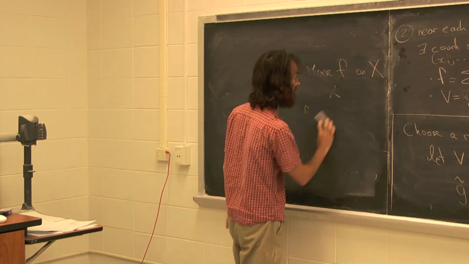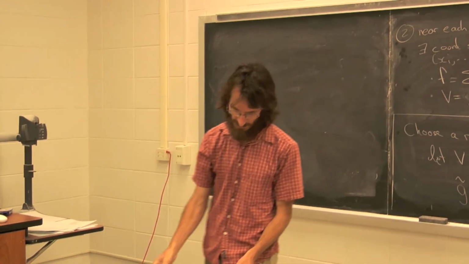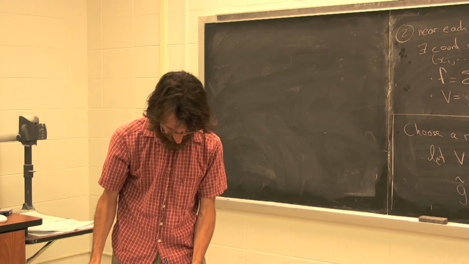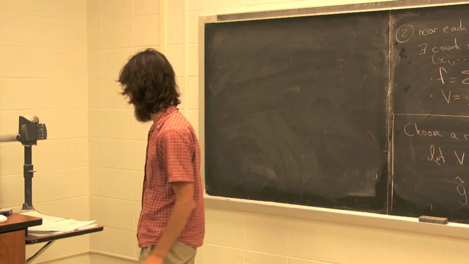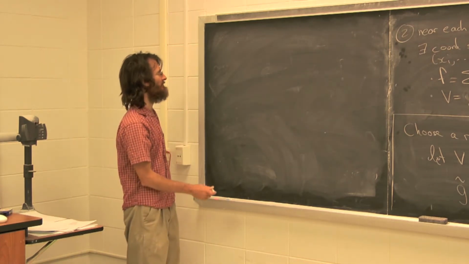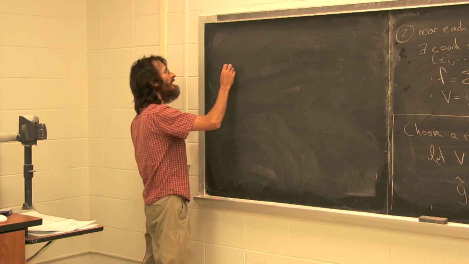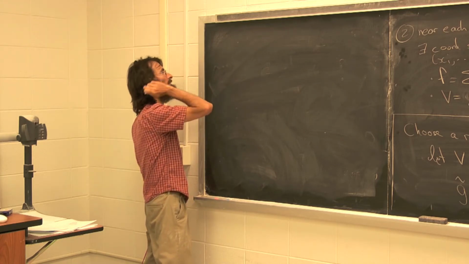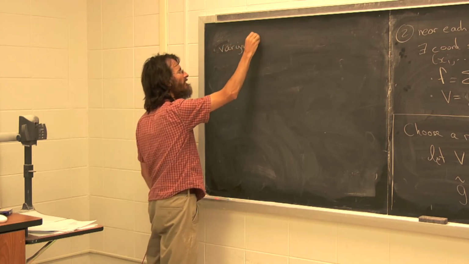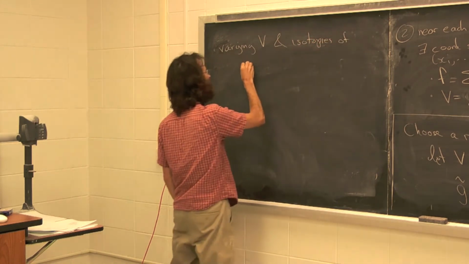I think there's something else that was asked by someone else that's related to this. I don't know if anyone asked this question, but I might as well review it again. What I want to talk about a little bit is the relationship between varying V and isotopies of ascending and descending manifolds.